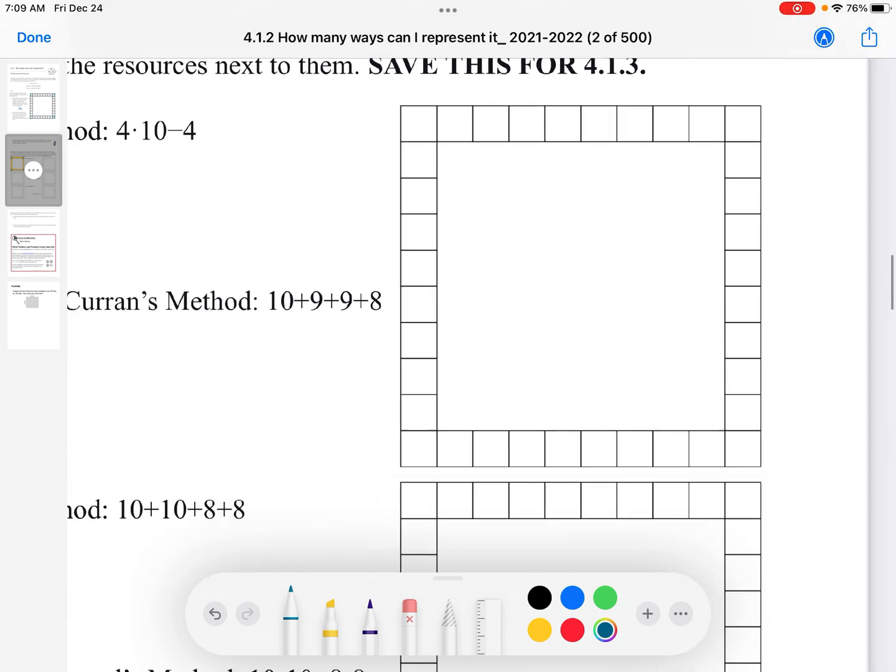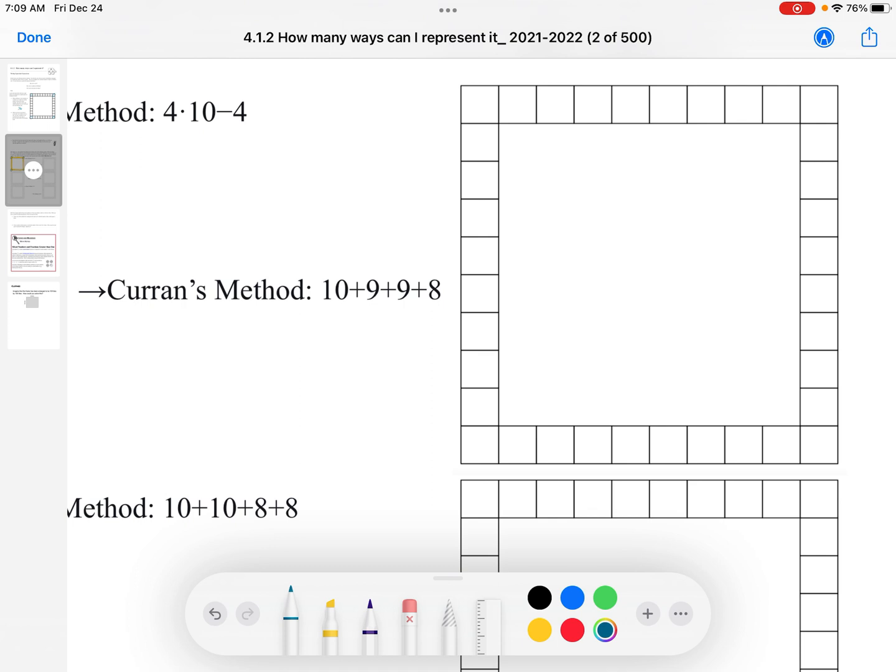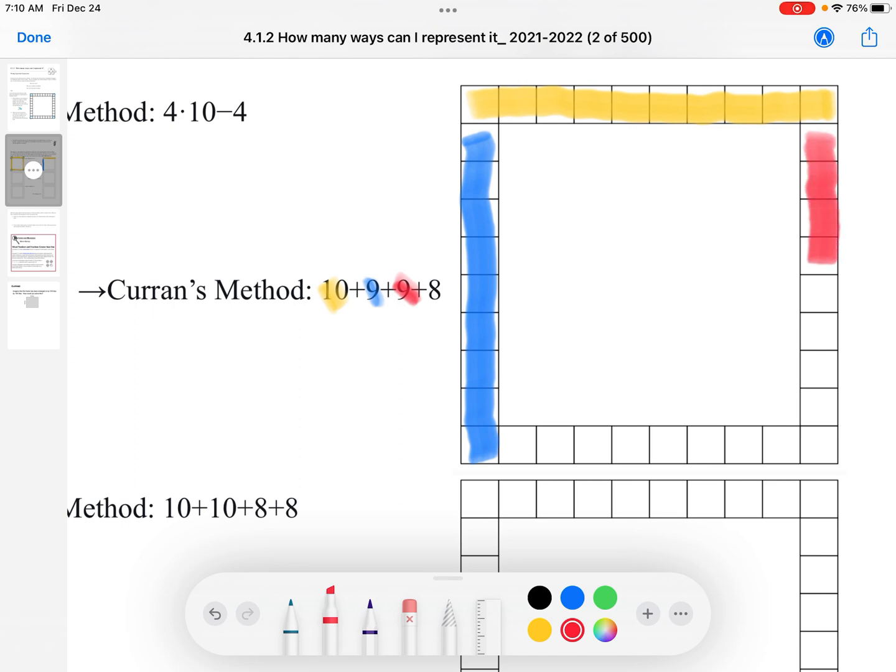Curran's method is 10 plus 9 plus 9 plus 8. Okay, so where's the 10? We did have that 10 up top. There's 10 plus 9: 1, 2, 3, 4, 5, 6, 7, 8, 9. Plus another 9: 1, 2, 3, 4, 5, 6, 7, 8, 9. And then there's an 8: 1, 2, 3, 4, 5, 6, 7, 8. There it is. That's it for Curran's.